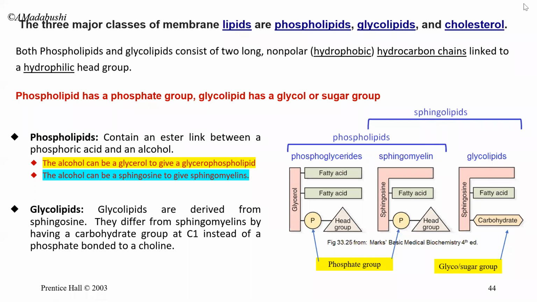Okay, and what about glycolipids? Glycolipids are derived from sphingosine, but they have a carbohydrate group. So I want you to pay attention to this particular part, where glycolipid is nothing but this part.